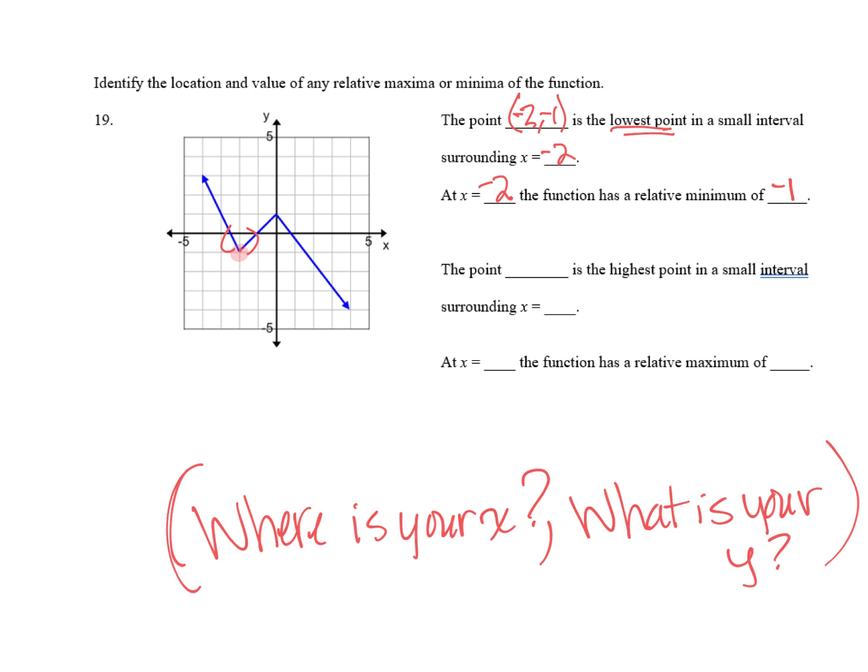Okay, so let's look at the next one. Let's find the maximum. So let's describe this point. That is a relative maximum. The reason that particular point, which happens to be 0, 1, is the highest point on a small interval around x equals 0. That means at x equals 0, where's the x? The function has a relative maximum of 1. What is the y?